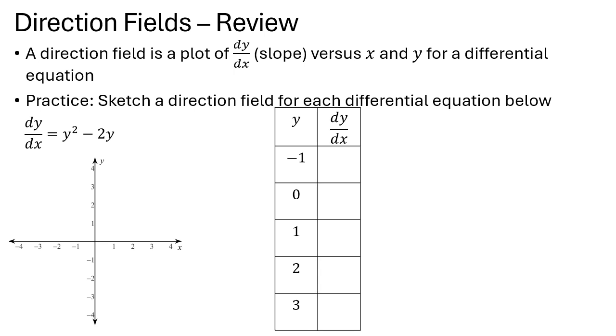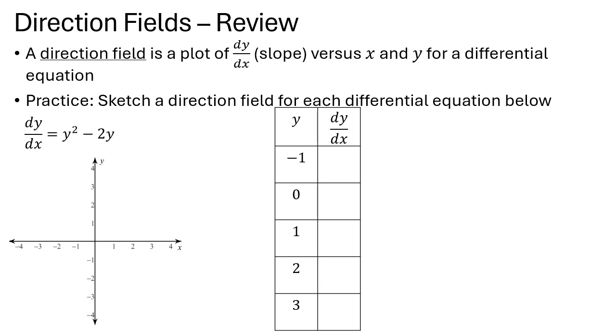This is selected because it does not include x in the differential equation, which allows us to do a two-column table relating y and dy dx, as opposed to a three-column table representing x, y, and dy dx, which requires a considerable amount more work.